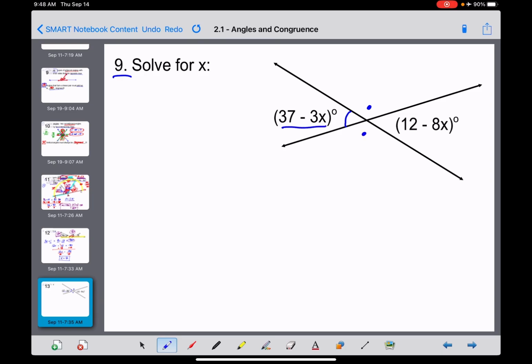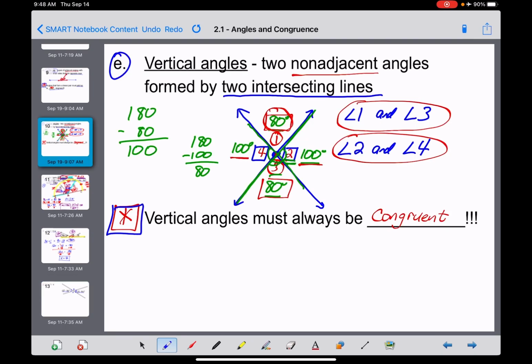So is this angle right here, but this angle is non-adjacent. So these are my vertical angles here. And let's go back to what we wrote there at the bottom of that page. Read it with me, guys. Vertical angles must always be congruent.